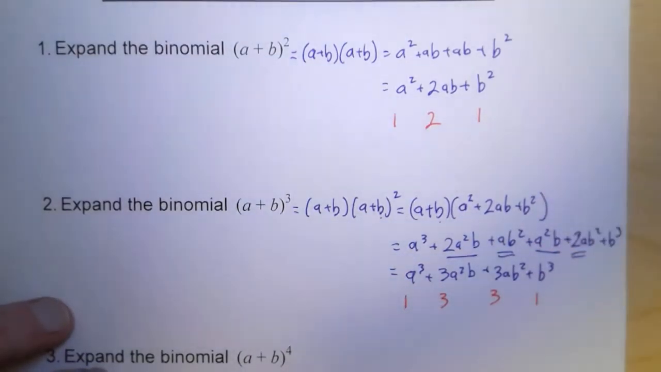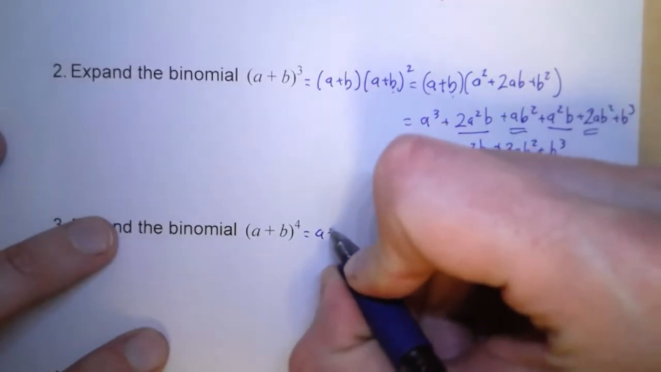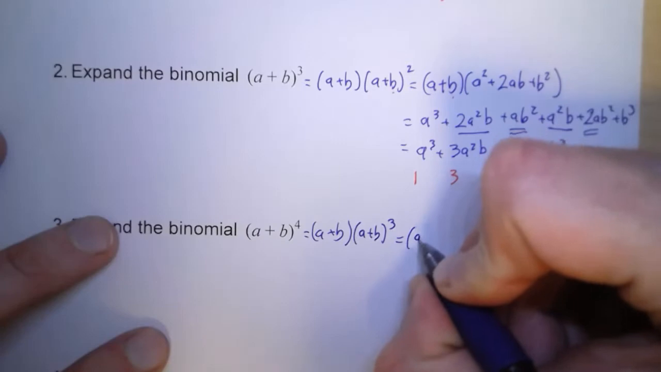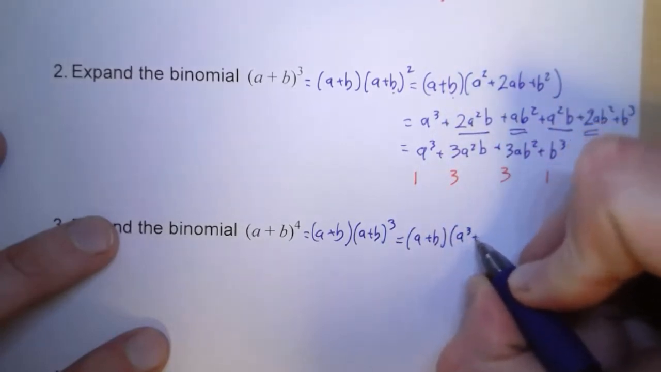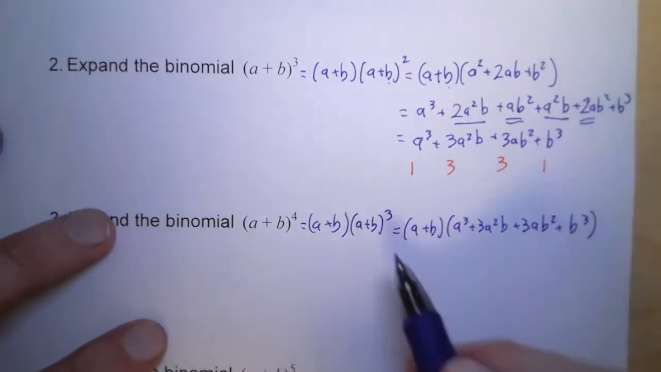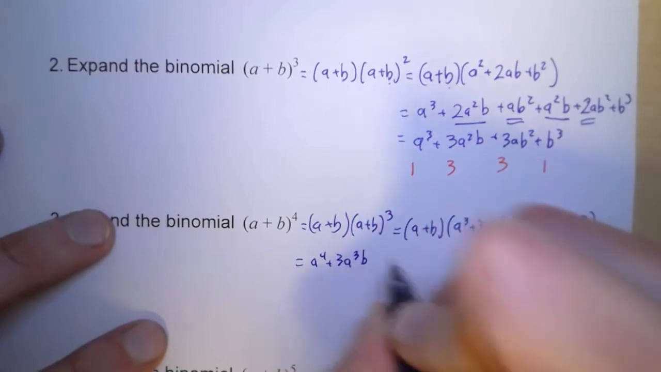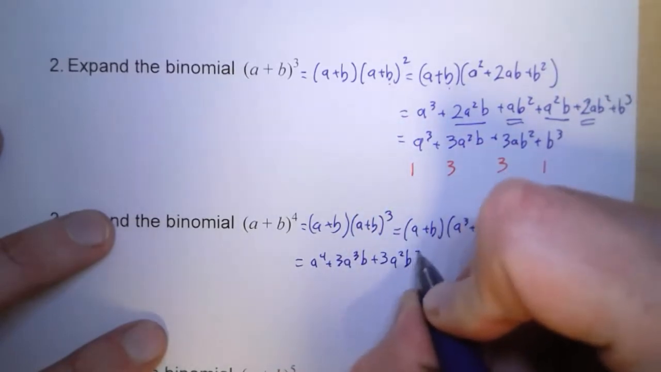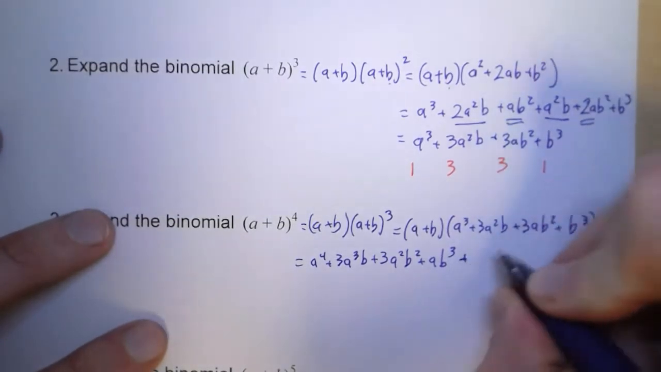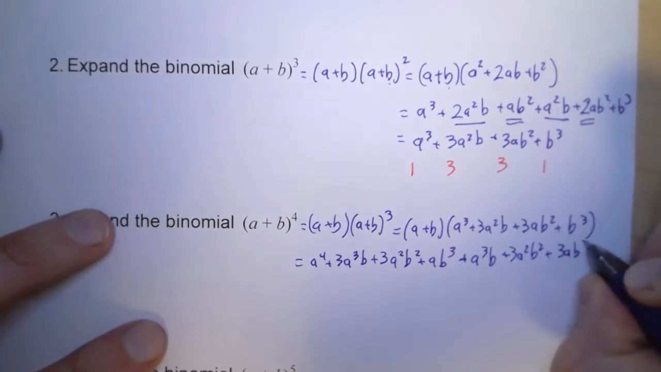Now if we do one more example, hopefully we'll be able to see what's going on here. So here we want a plus b to the fourth. Well, that's just a plus b times a plus b cubed, which we just found up here. So that's quantity a plus b times this quantity, a cubed plus 3a squared b plus 3ab squared plus b cubed. So first we'll multiply a onto everything. So that's going to be a to the fourth plus 3a cubed b plus 3a squared b squared plus ab cubed. Then we multiply b onto everything. So that's going to be a cubed b plus 3a squared b squared plus 3ab cubed plus b to the fourth.